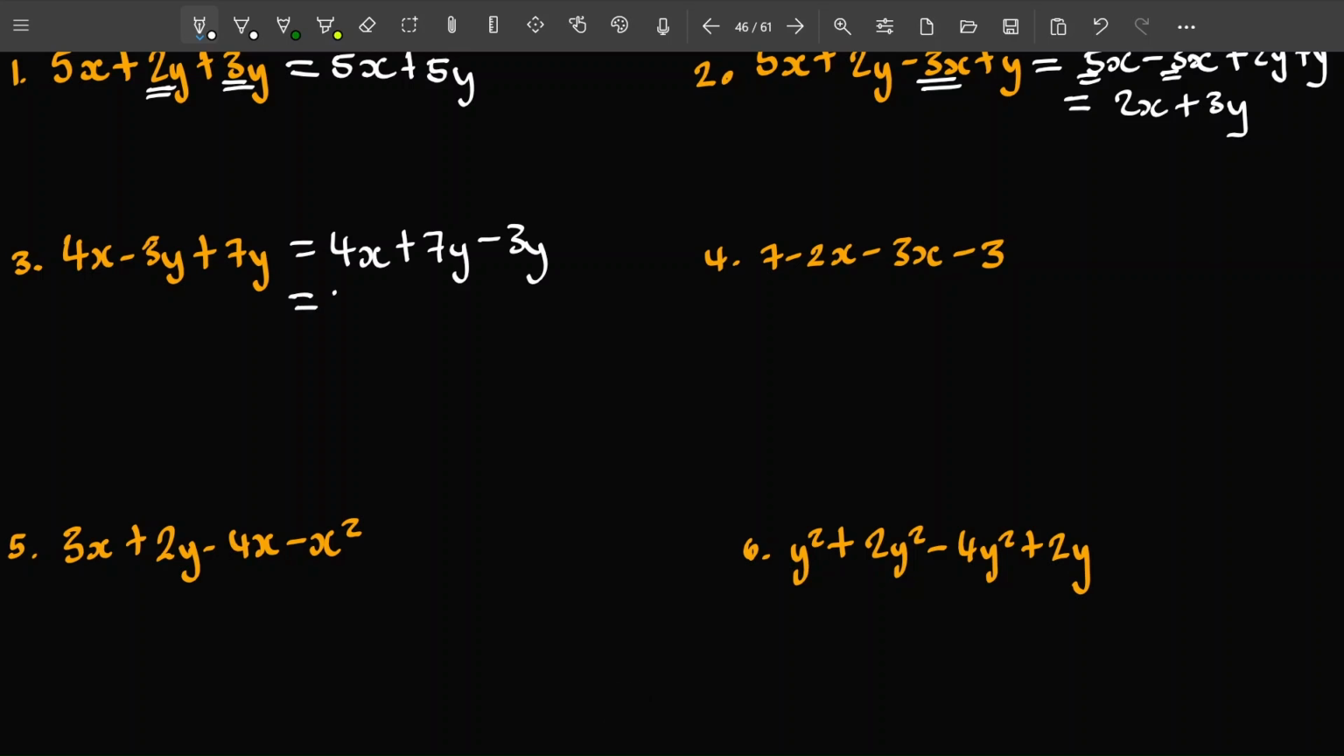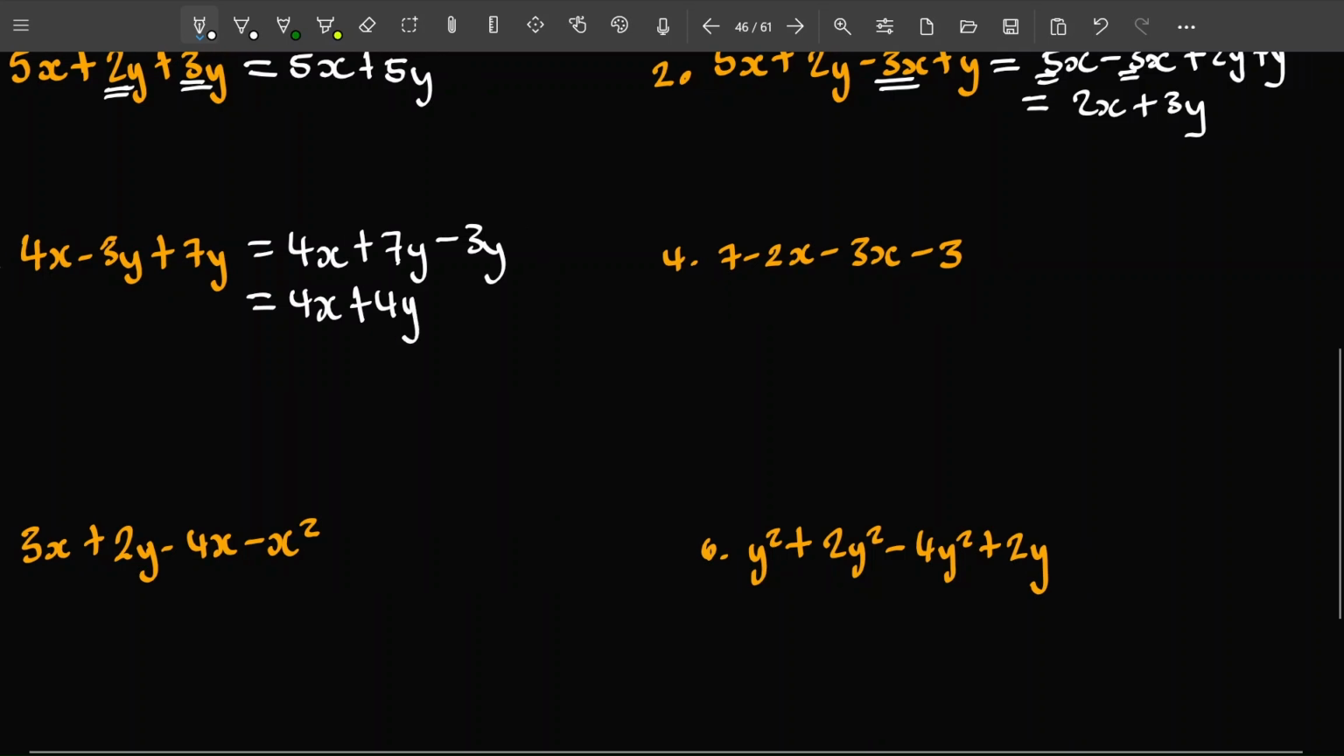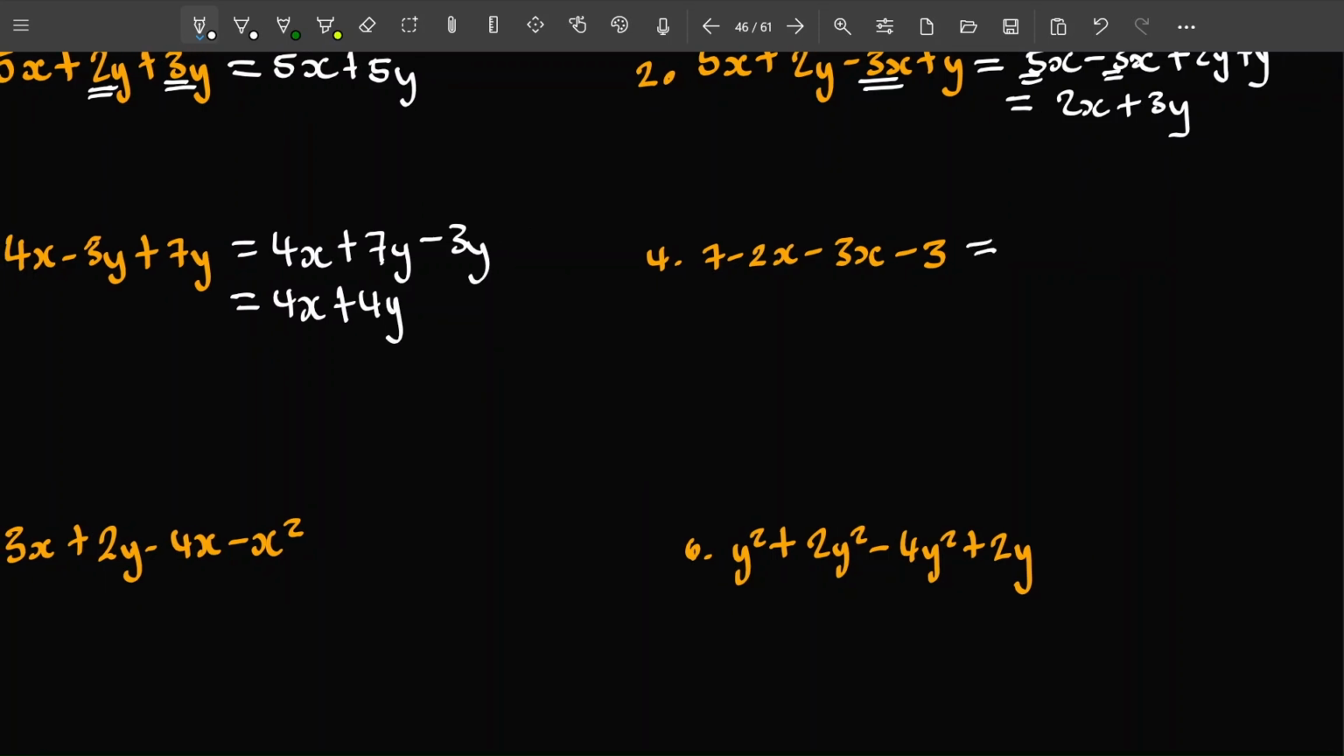So when I get the answer, I would say 4x is alone. Then 7y minus 3y, punch in the calculator if you want. 7 minus 3, I'll get positive 4. So it'll be plus 4. Of what? Of y. So plus 4y. Done. Number 4, we'll be moving as fast as we can.